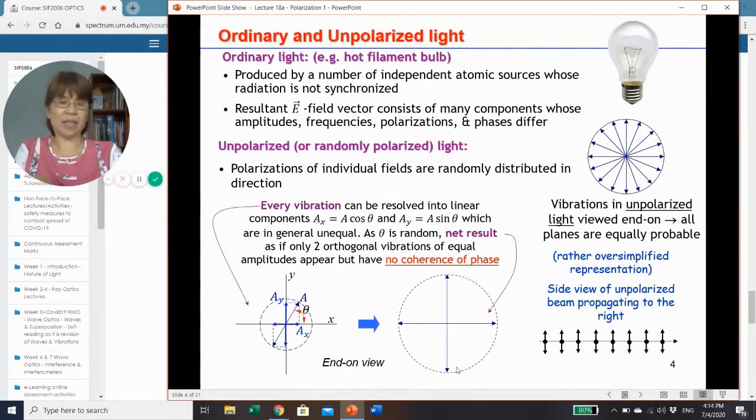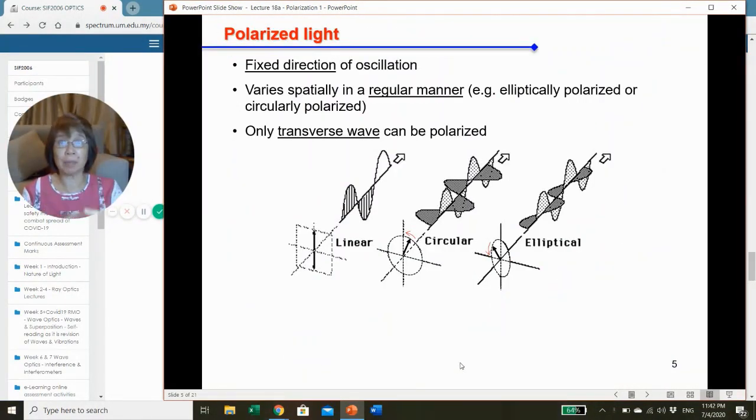That's to represent this one here. But it is an unpolarized light. There's no coherence of phase, yeah? We would like to explain about polarized light. So you can think of polarized light as the electric field vector having a fixed direction of oscillation.